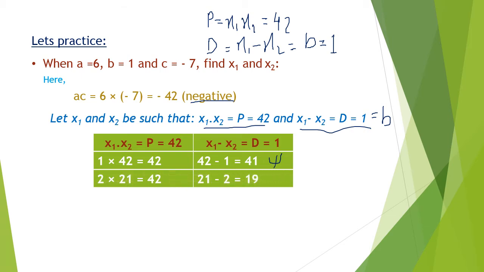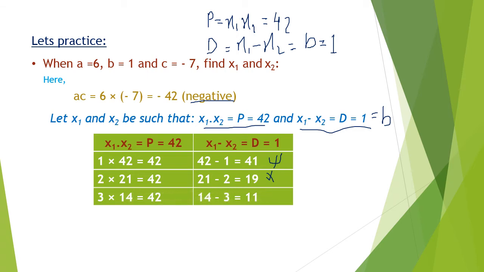2 into 21 is also 42, and 21 minus 2 is 19. This is also not our number. We have to find 1, and we have to check with 3 also. 3 into 14 is also 42, and 14 minus 3 is 11. This is not our number. 42 does not go with 4, so we ignore 4. 42 does not go with 5, so we ignore 5.